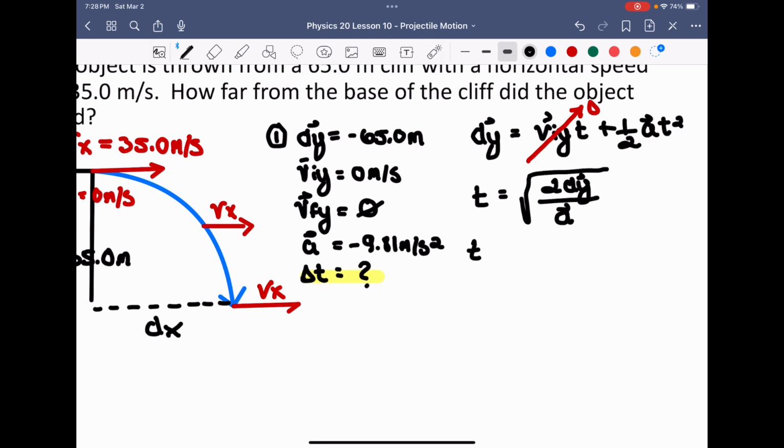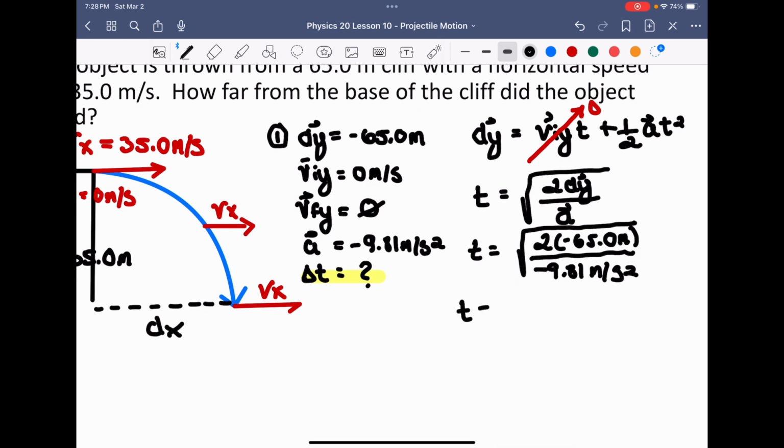And this is going to give me t is equal to the square root of, we're going to multiply 2 times negative 65.0 meters, close the bracket, divided by negative 9.81 meters per second squared. All right, therefore, our time value that it takes from the top of the cliff to the bottom of the cliff, if this is thrown off, is 3.64 seconds.